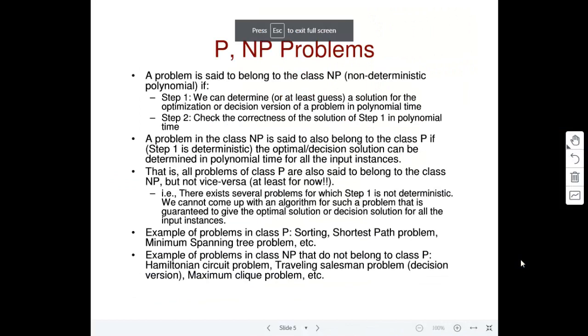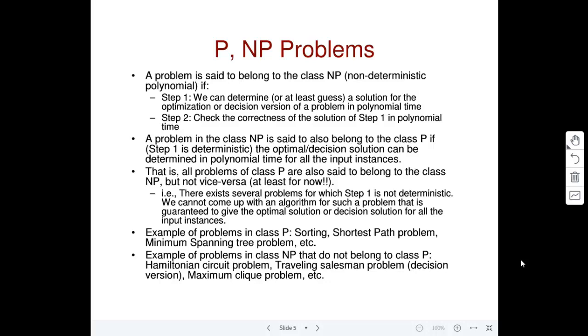Now there is a set of problems. When I say problem, I mean things like the traveling salesman problem, Hamilton circuit problem, minimum spanning tree problem, shortest path problem, coin collection problem. Those are the problems, and for each problem we saw one or more algorithms in this course, right? All right. So we can call a set of problems a class NP, which means non-deterministic polynomial. That's what NP means.